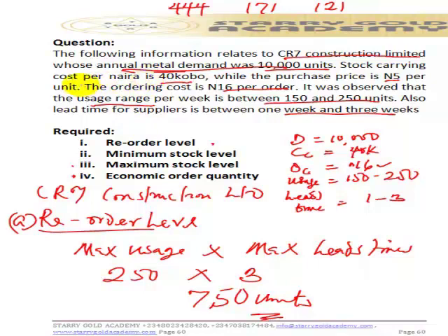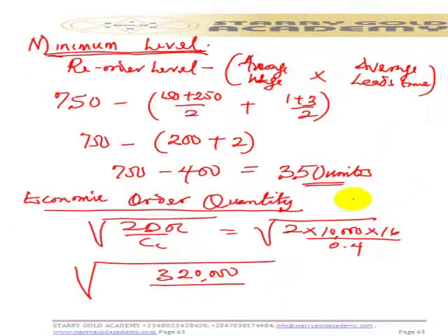But I am just saying something here that we need to be careful with. We are told that the stock carrying cost per naira is 40 kobo. It is not 40 kobo, it's per naira. So that is equivalent to 40%. So we've not gotten that right. We have to multiply with the purchase price to calculate our carrying cost better.